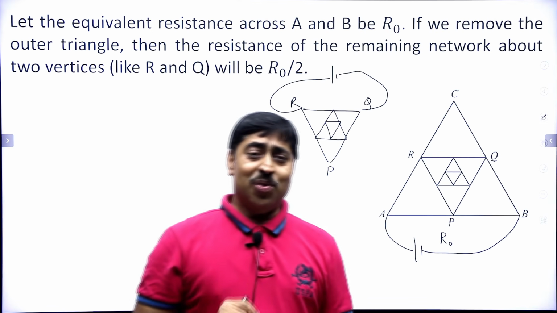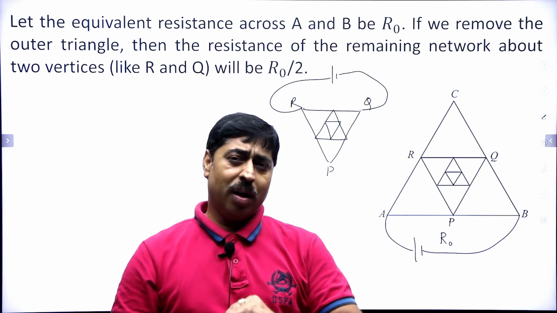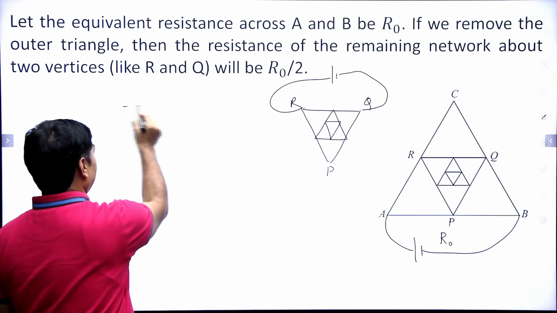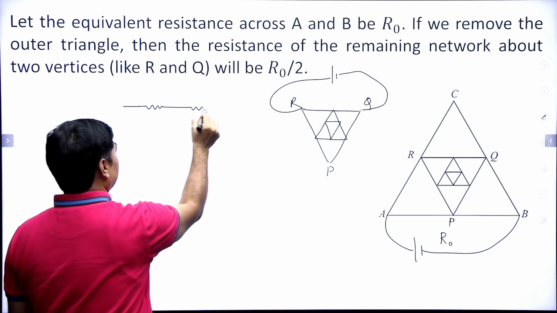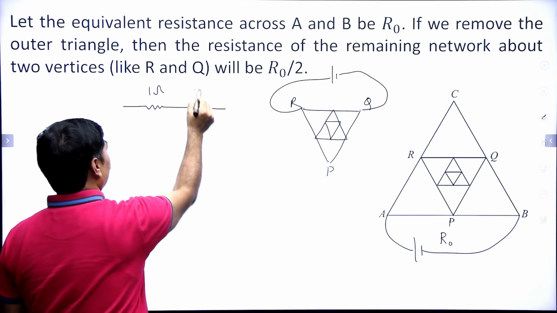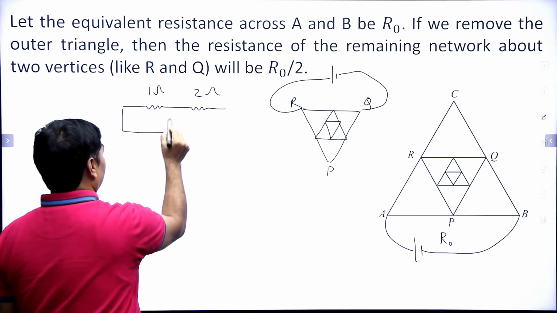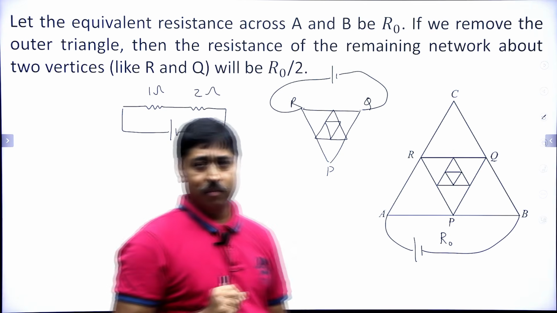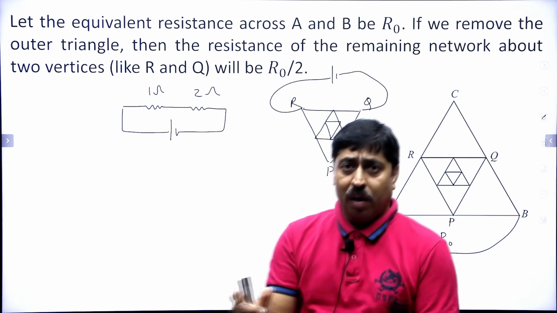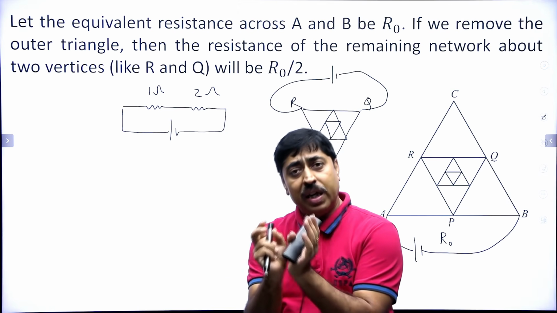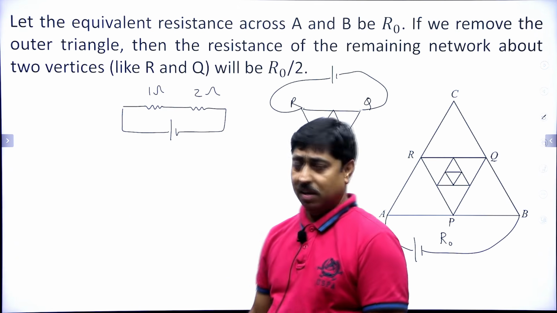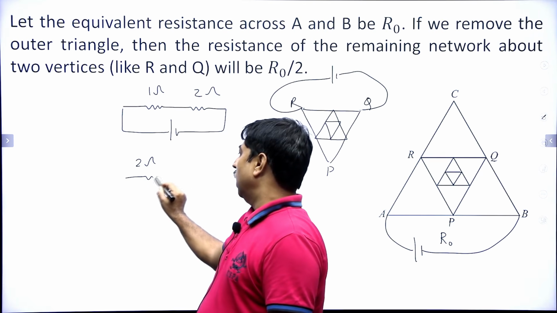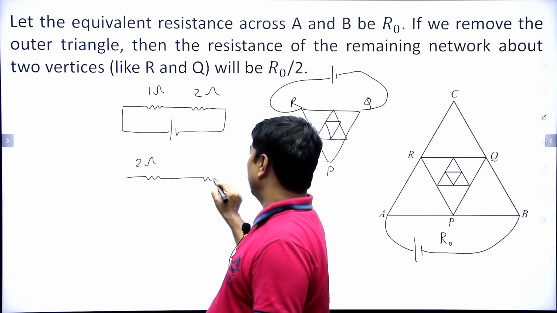What I intend to say is actually true for any circuit. Let me draw a simple circuit. Let us say there are two resistances, 1 ohm and 2 ohm. You can easily calculate the equivalent resistance, it is 3 ohm. Now, if I double each and every resistance in a circuit, that means if I double this resistance to 2 ohm and I double the other resistance to 4 ohm.